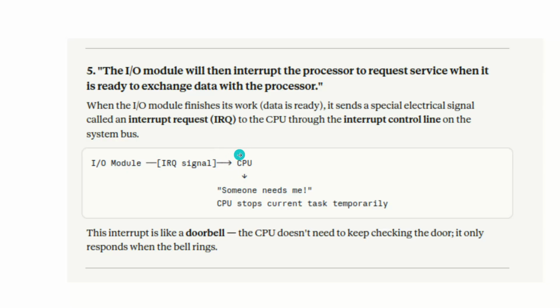Now the CPU would say, okay, someone needs me. The IO operation has been finished, so I need to go there. The CPU stops its current task temporarily and goes to exchange the data, the data that was in the IO module. Now the CPU can access it, and it can give the necessary services.